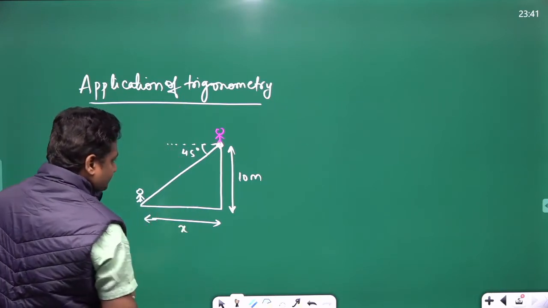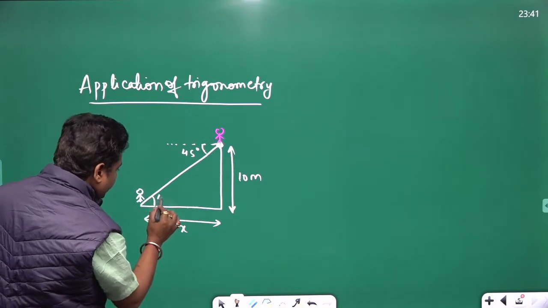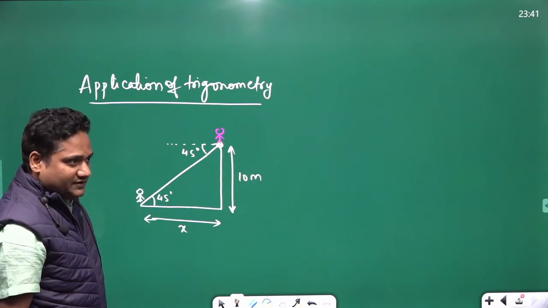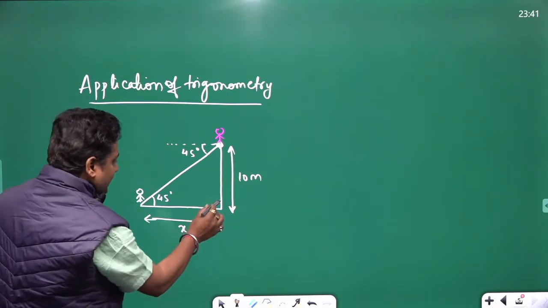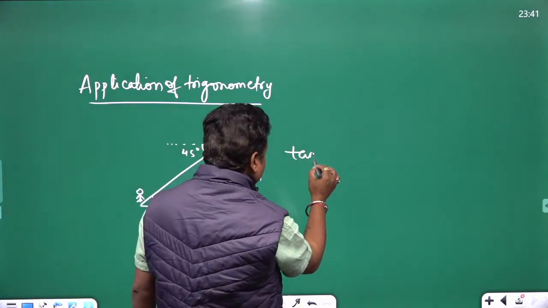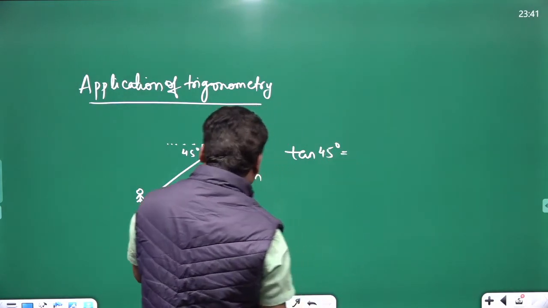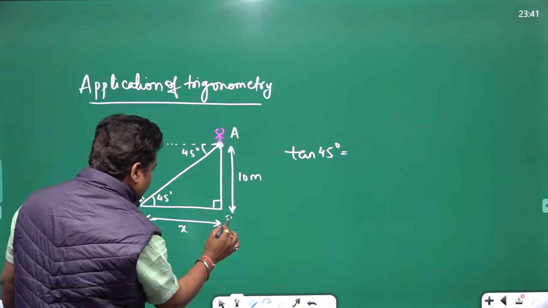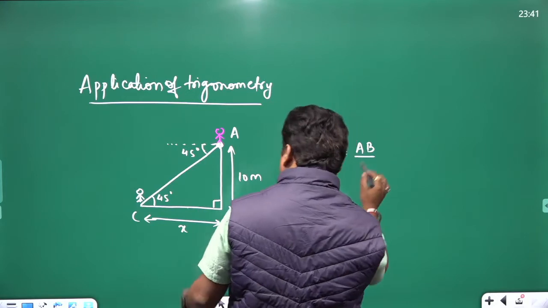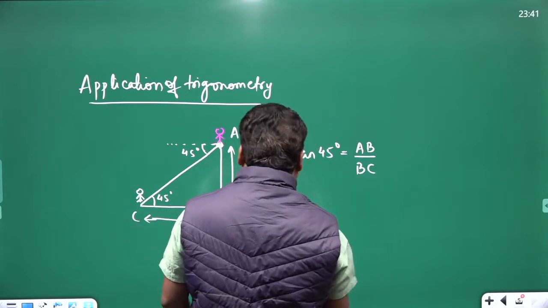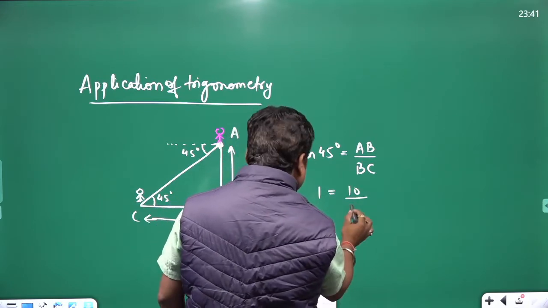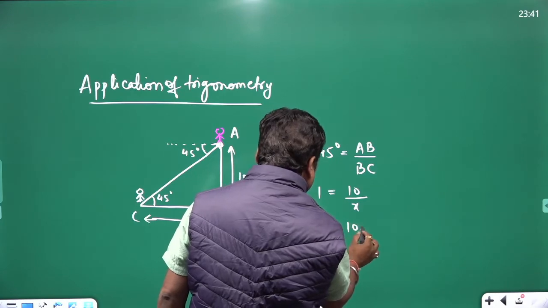These two lines are parallel. If this is 45 degree, obviously this is 45 degree, adjacent angle. Do you know about adjacent angle? And this is 90 degree. So we can apply tan theta. That means tan 45 degree. If I nomenclature this A, B and C, tan 45 will be equal to AB over BC. The value of tan 45 is 1, the value of AB is 10 and BC is x. So x is equal to 10 meter.